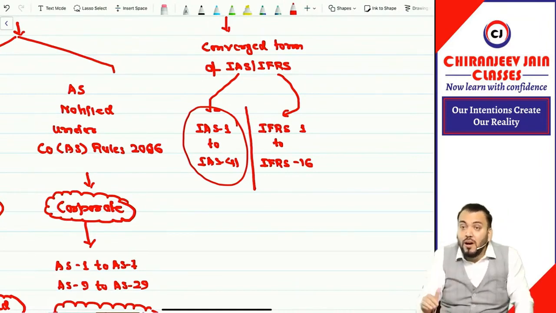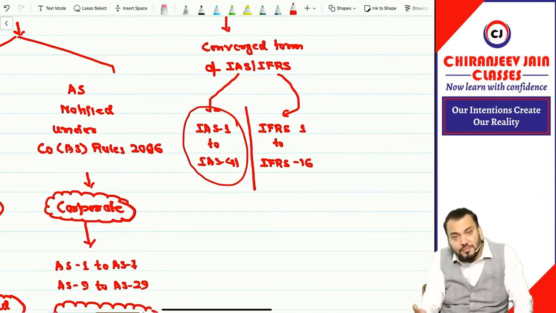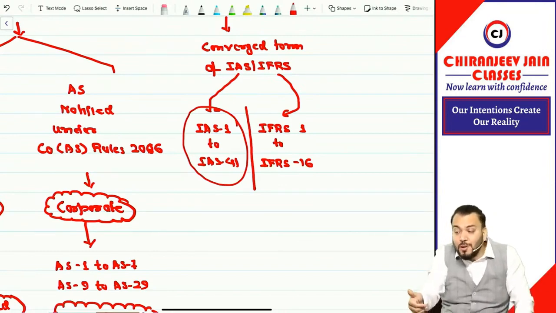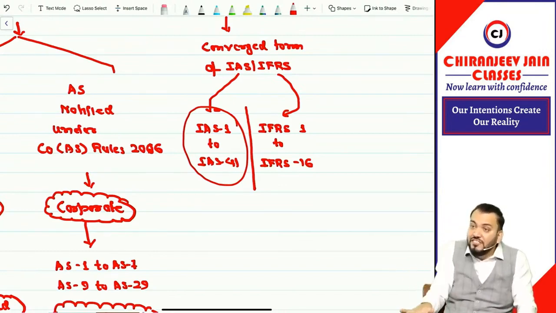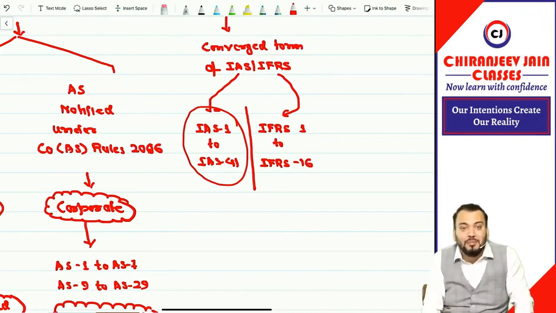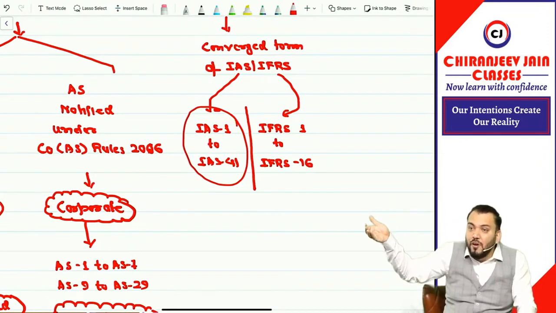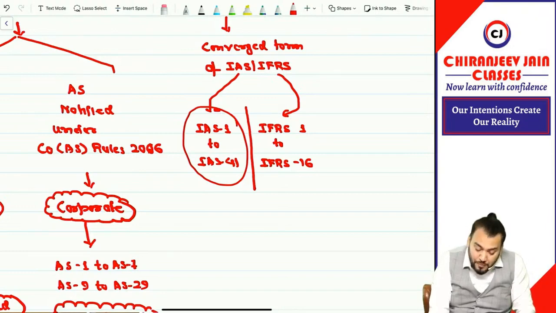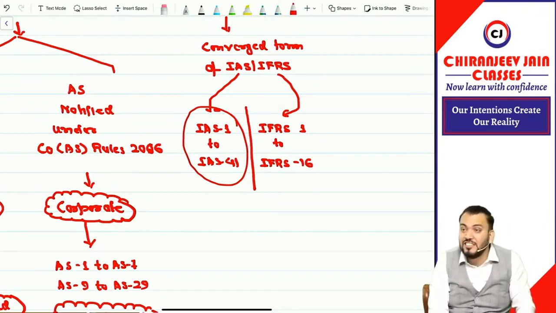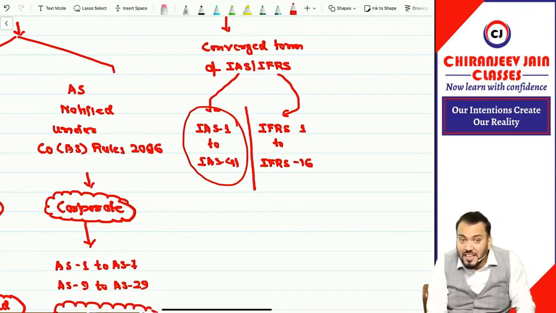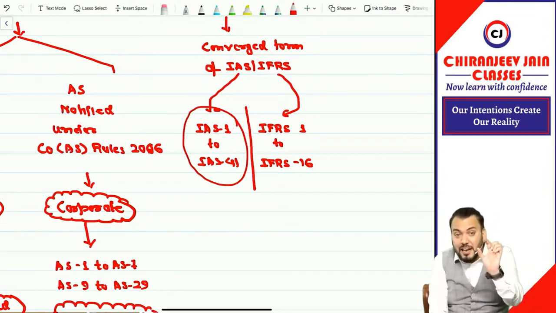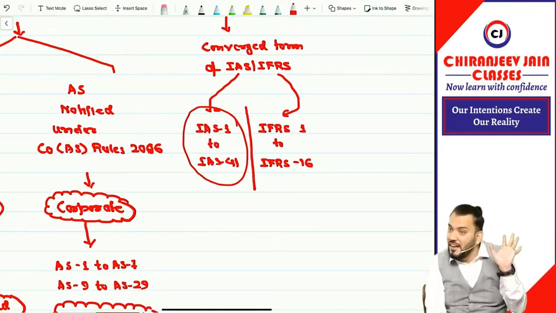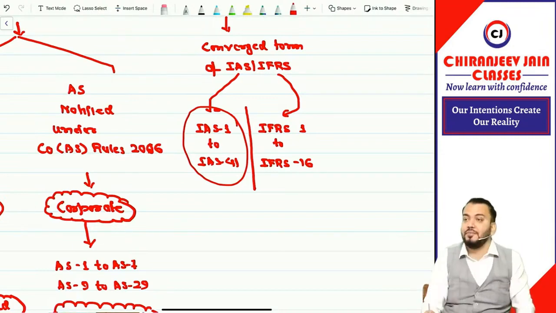Means now IAS 1 to IAS 41 and IFRS 1 to IFRS 16 exist, and both will be applicable in the international environment. Have you understood? Even though the IFRS committee was formed, they have not changed the title from IAS to IFRS. Understood? And therefore we say IAS or IFRS.